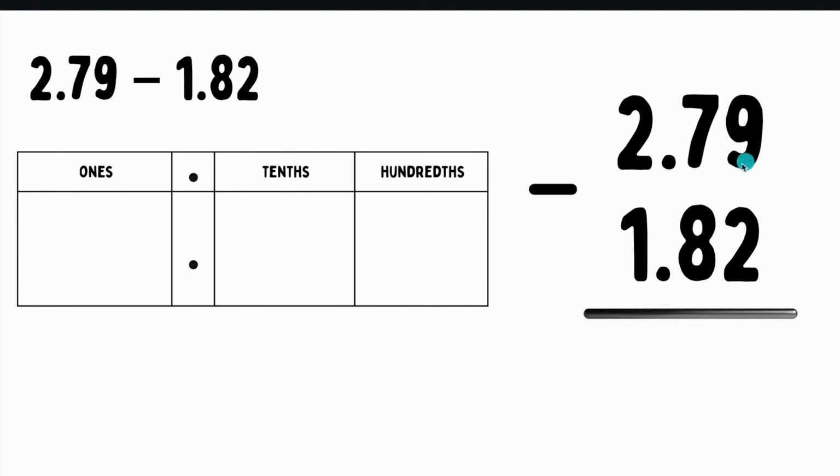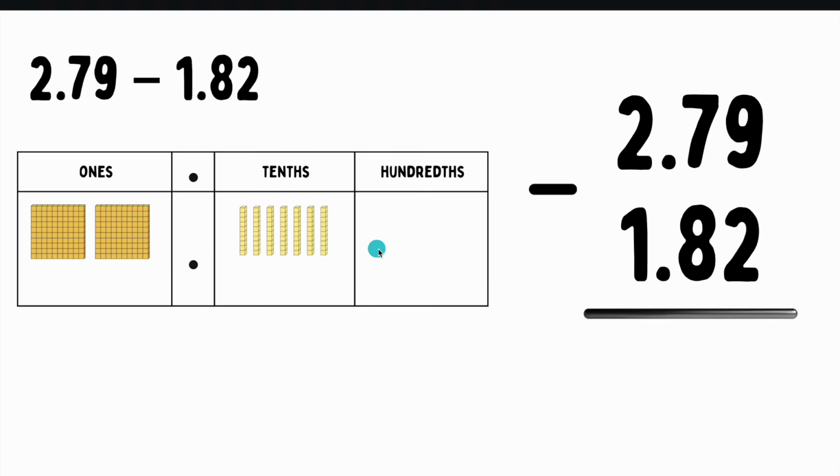Let's start by creating a model of 2 and 79 hundredths, or 2.79. We need 2 ones, or 2 wholes. We need 7 tenths. And we need 9 hundredths. 1, 2, 3, 4, 5, 6, 7, 8, 9.